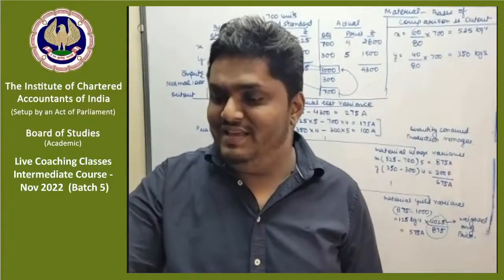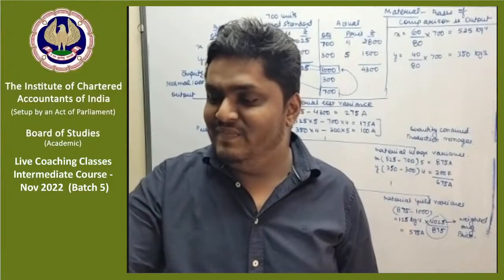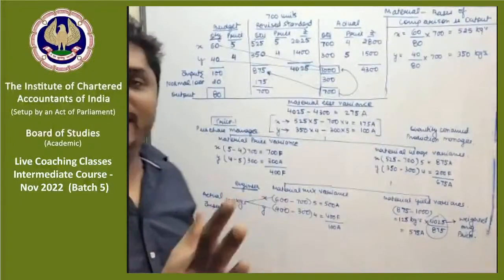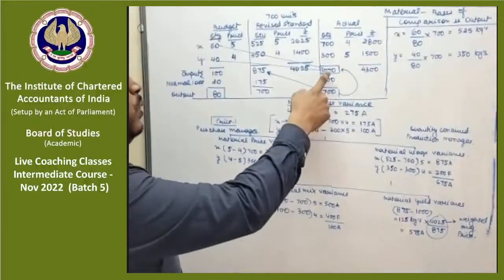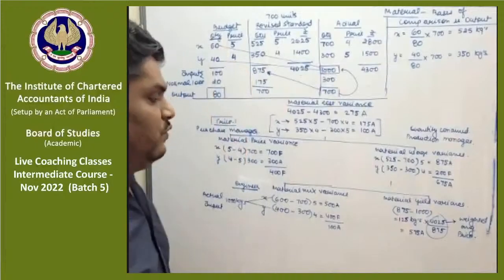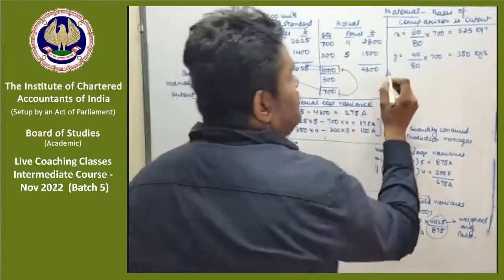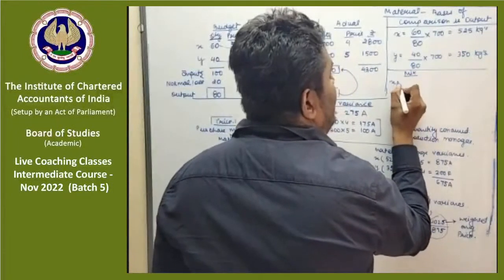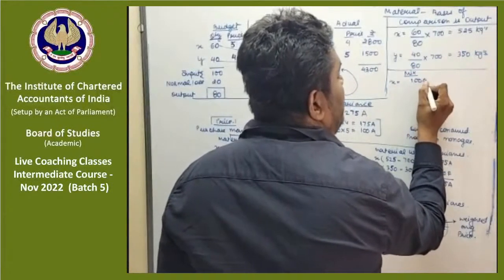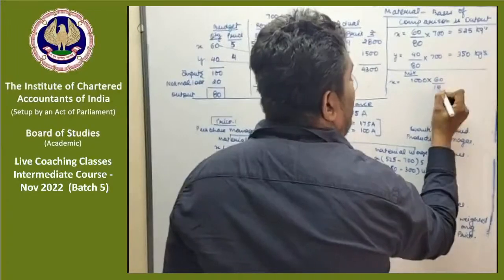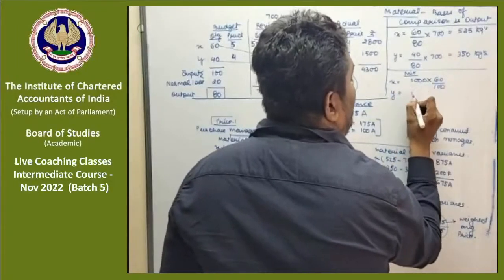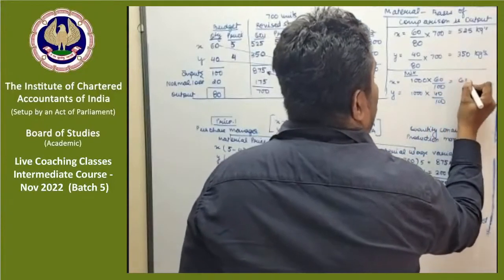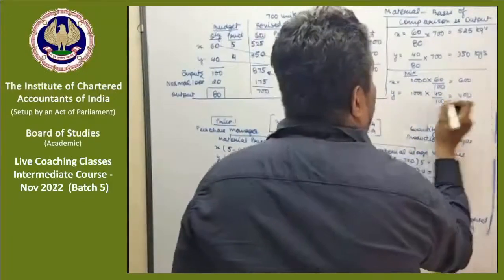Yes, Pantanjali. Now there is a query, sir, how did 600, 400 come? Very simple. 1000 should be in the ratio of 6:4. So X is 1000 into 60 by 100 and Y is 1000 into 40 by 100. So this is how I got 600 and 400.